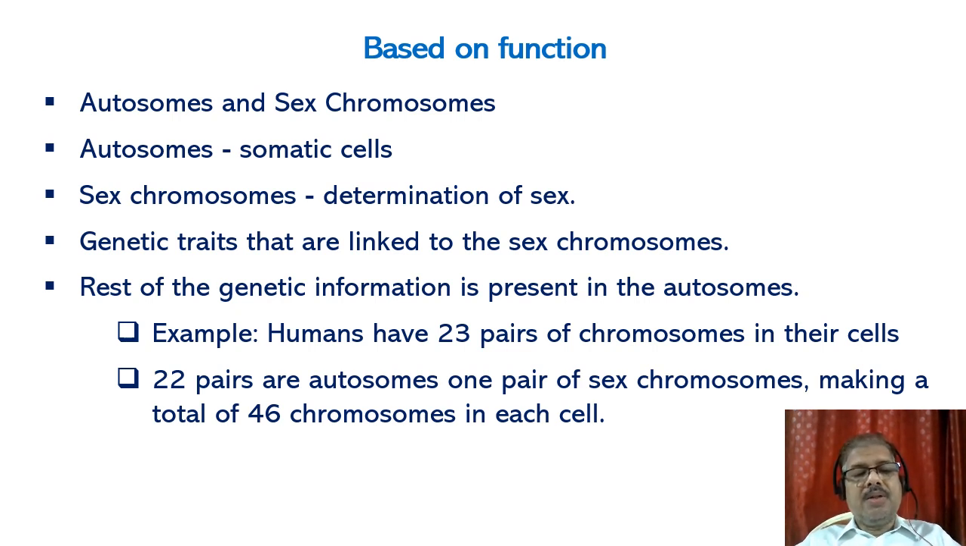For example, in humans, we have 23 pairs of chromosomes in their cells, of which 22 pairs are autosomes and one pair of sex chromosomes, making a total of 46 chromosomes in each cell.